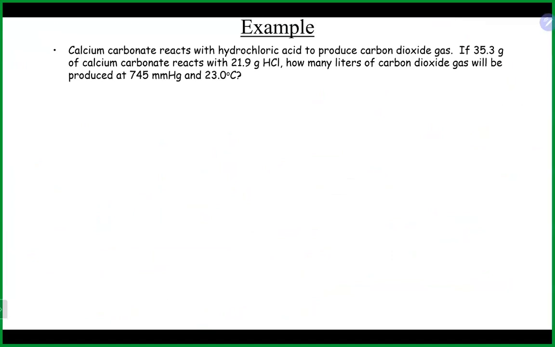Why don't we try this one and see a little more involved one, see what you come up with. Calcium carbonate reacts with hydrochloric acid to produce carbon dioxide gas. If you take 35.3 grams of calcium carbonate and react it with 21.9 grams of HCl, how many liters of carbon dioxide gas would be produced at 745 millimeters of mercury and a temperature of 23 degrees Celsius?